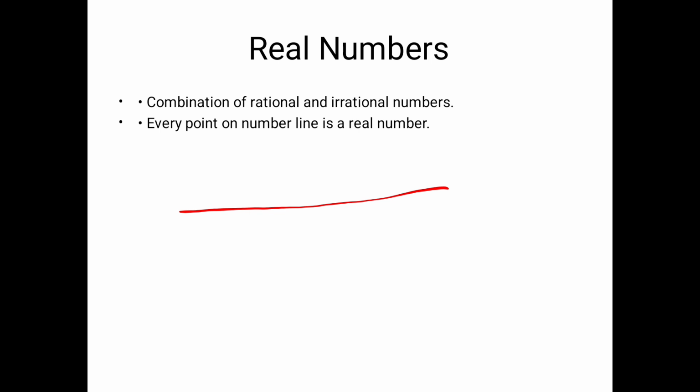So, we can say that every point on a number line represents a real number. Real numbers means either a rational or an irrational number. Rational numbers itself consist of all the numbers from the natural numbers, whole numbers, integers. Every set of numbers comes under rational numbers and irrational numbers. Number line, here comes the positive integers. Here comes the negative integers.